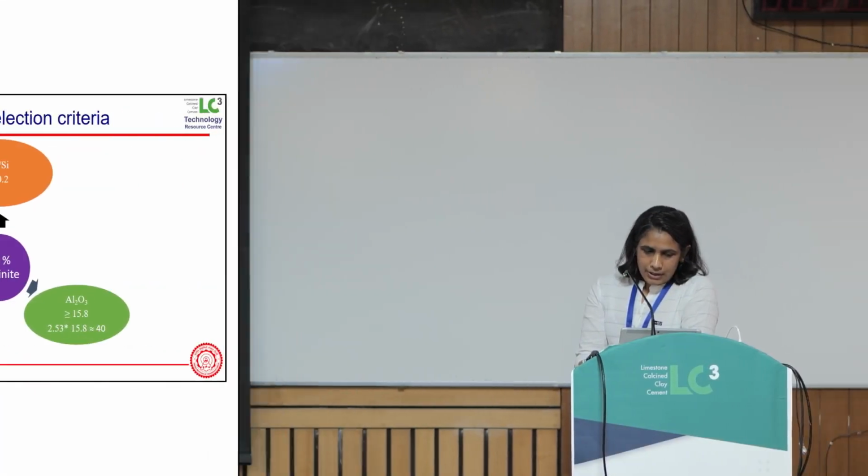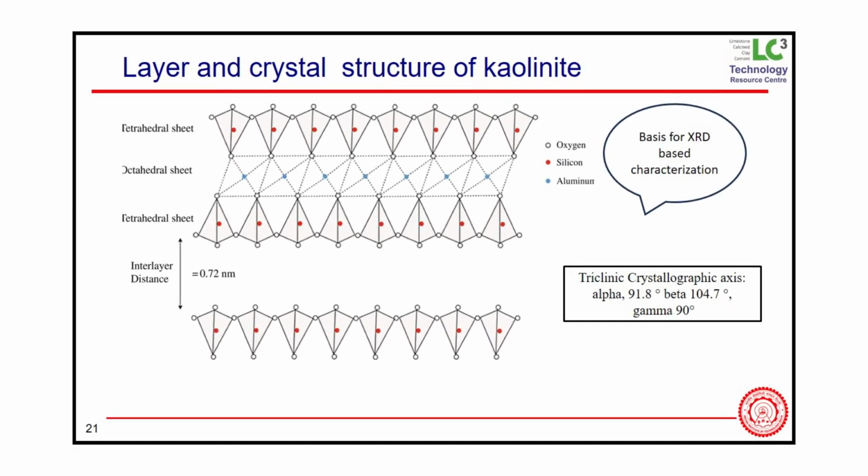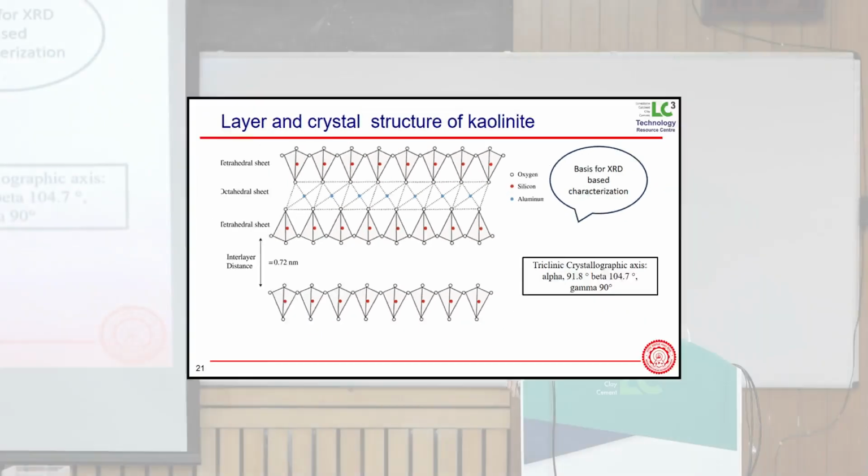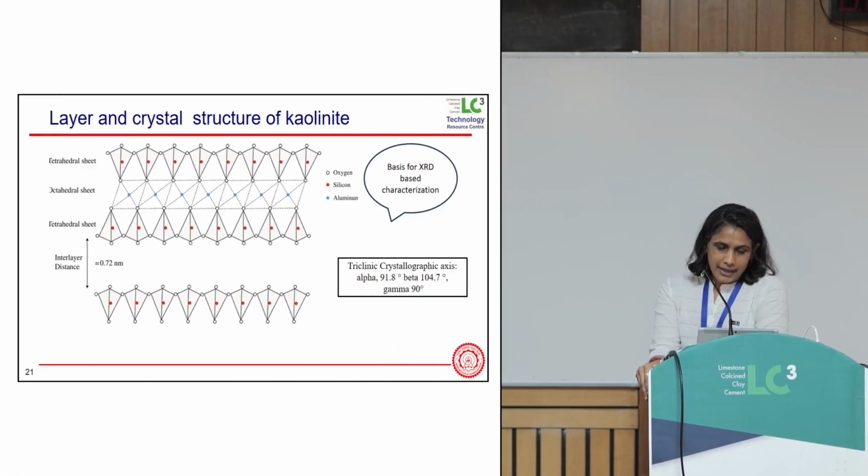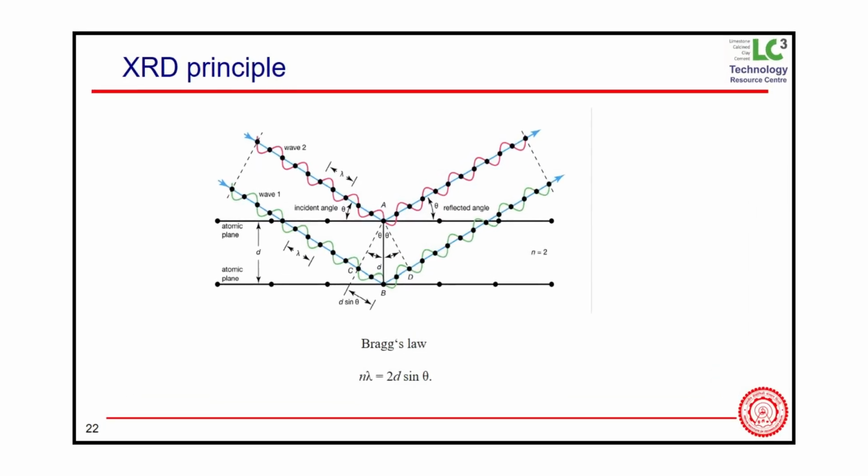Now the last one is the XRD. XRD is concerned more about the structure. So what is the structure, as Rashmi told already? It is a 1:1 clay having a tetrahedral sheet and an octahedral sheet. Its structure is triclinic. So what is the principle of XRD? It works on the principle of Bragg's law. It states n lambda is 2d sin theta.